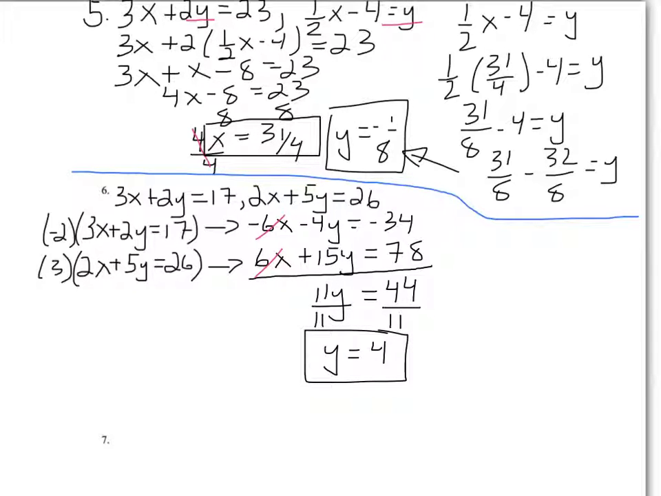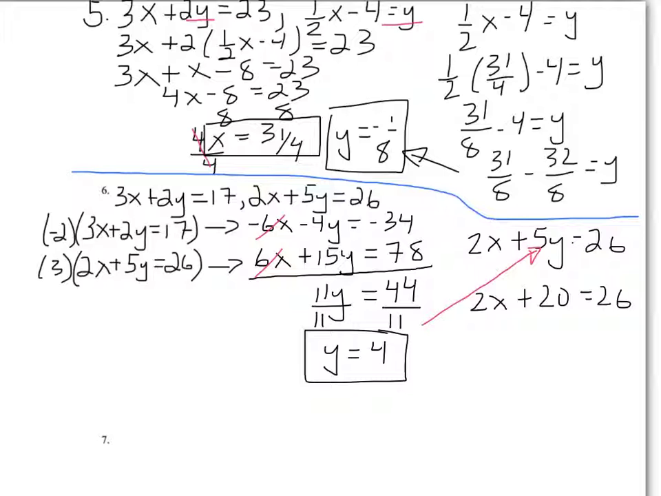Y equals 4. I will plug that back in over here, 2x plus 5y equals 26. So again, I'm going to plug in 4 for y right there. And I get 2x plus 20 equals 26. Take away 20 from both sides. 2x equals 6. X equals 3.